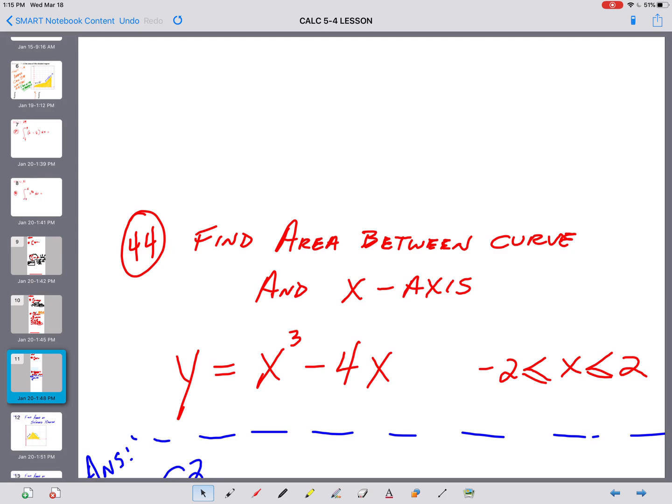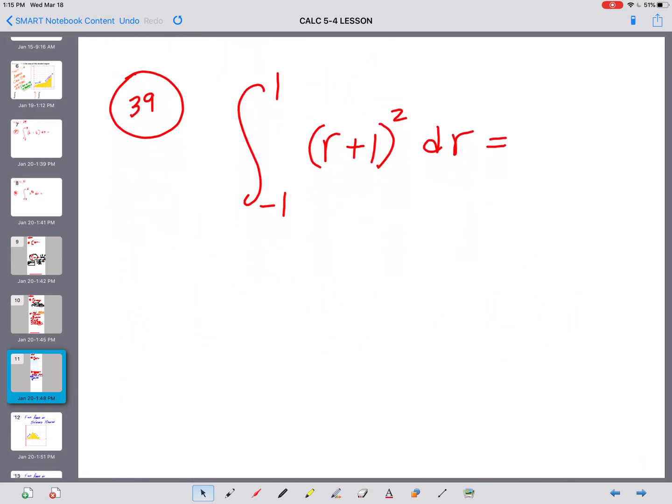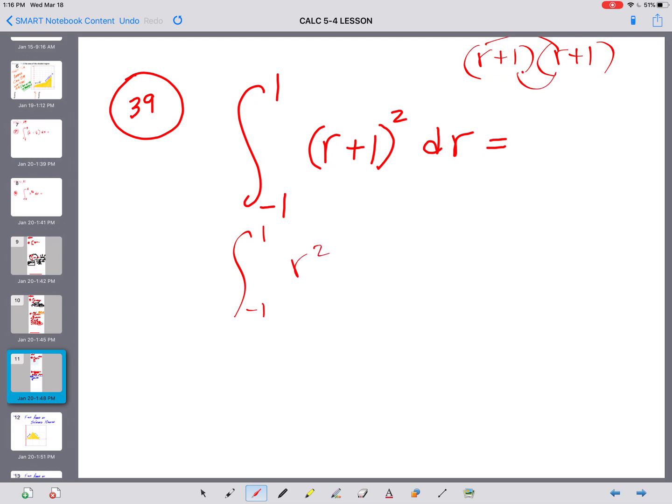Okay, let's see what we've got. Okay, on 39 and 40. Okay, here's 39. Now, the best thing to do on this one, at this point, I'm going to multiply it out. So here's what I see from -1 to 1. Let's multiply r plus 1 times r plus 1. R times r, we get r squared. 1 r on the inside, 1 r on the outside. That's a total of 2 r's. And then the last term, 1 times 1 is 1.